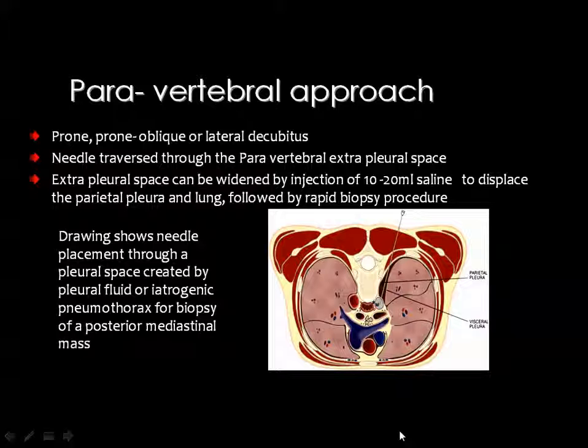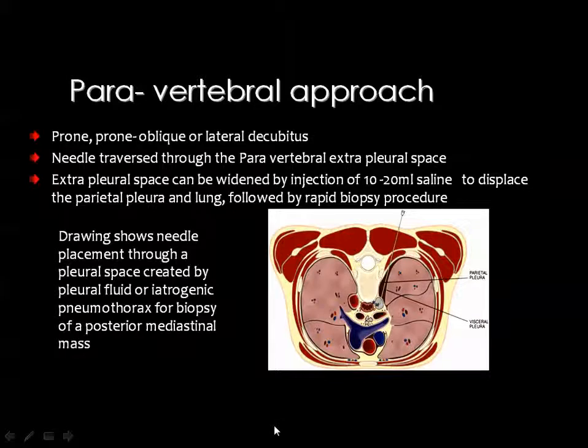Then the paravertebral approach: usually you insert your needle very close to the spine, in order not to pass through the pulmonary parenchyma itself. Many times you have the costovertebral junction, and osteophytes protruding from the vertebral body, which may obstruct your needle pathway to the site of the lesion. And many of the interventional thoracic radiologists sometimes inject a little amount of saline into the pleural space to initiate a track for the needle to pass through, in order to displace the lung away from the needle pathway.